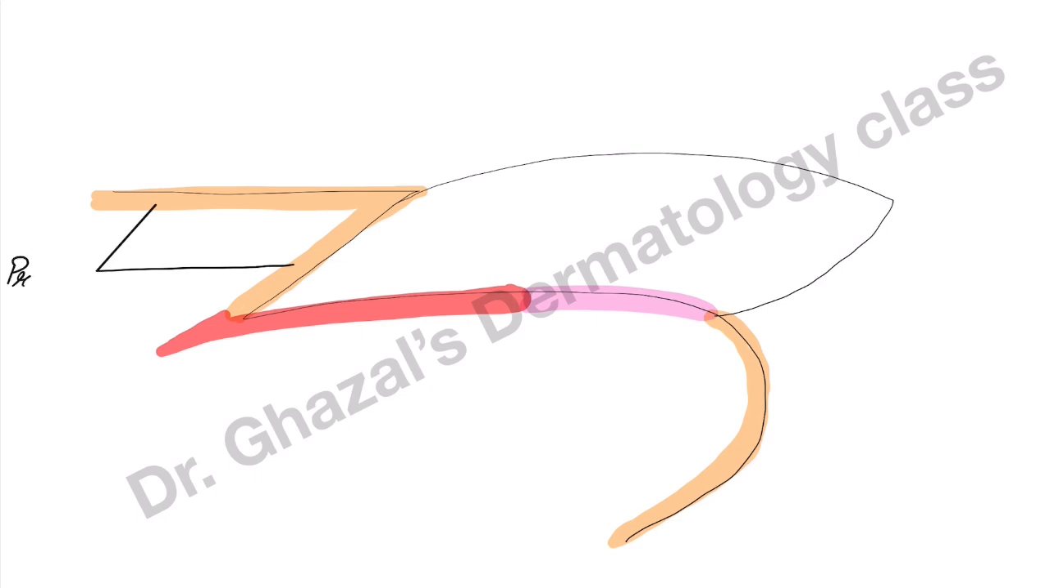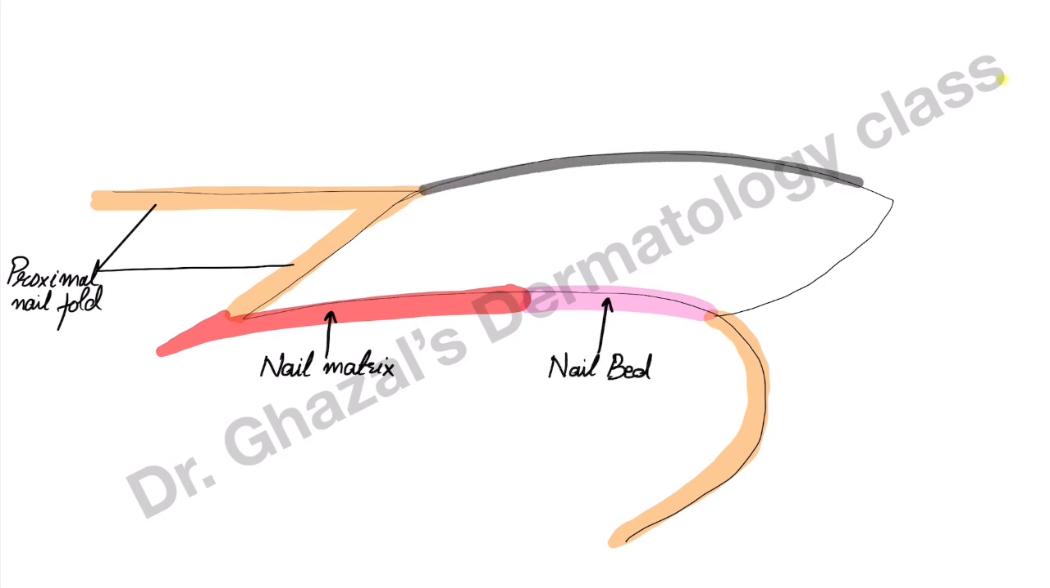This is the proximal nail fold. This red part is the nail matrix. Next, this one, the pink part, is the nail bed. This is actually the hard nail plate, to be very specific. The nail matrix is the main matrix which produces the nail plate. It is also known as germinal matrix.